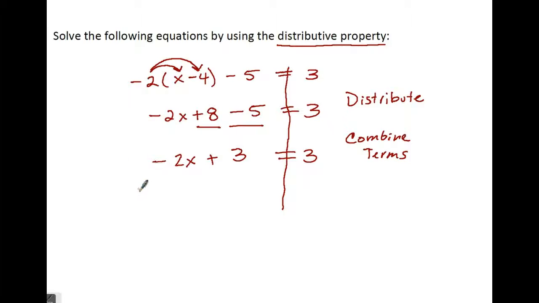Okay, now the next step: in order for us to solve for x, we want to have this term by itself. We've got to get rid of this 3, so we're going to subtract 3 on both sides. The 3 is going to cancel, and we're left with negative 2x equals 3 minus 3. That's going to give us 0. So this last step was to subtract 3. I'm going to correct that real quick.